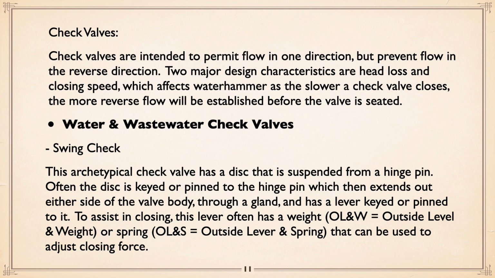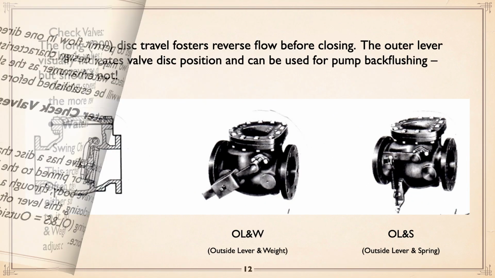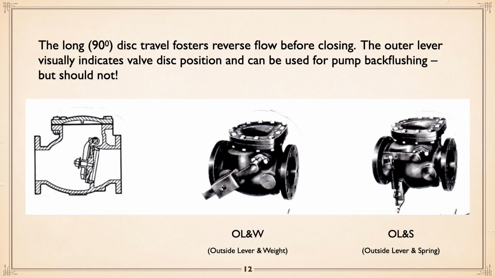Now for water, wastewater, swing check. The classic check valve is a swing check. You've got a disc suspended on a pin, hinge pin, and the disc is often keyed or pinned to that shaft, which can extend out to the side through a gland, packing, whatever. And on the outside, a lever again can be keyed or pinned to the shaft. This weight can be a weight to assist for closing, or a spring does the same thing to adjust the closing force. And there's pictures of them. There's basically the internal of a check valve, but you can have OL and W, outside lever and weight, or a spring, outside lever and spring.